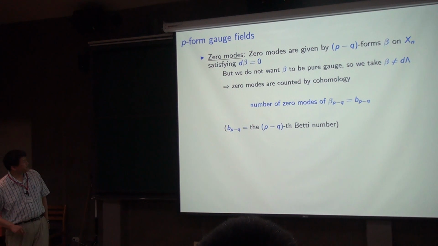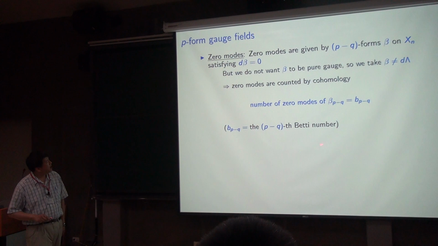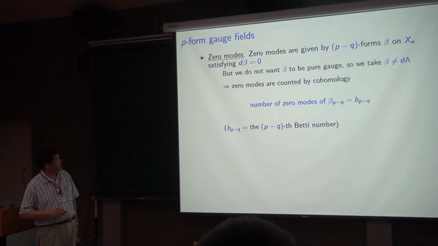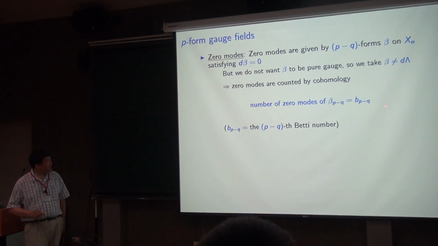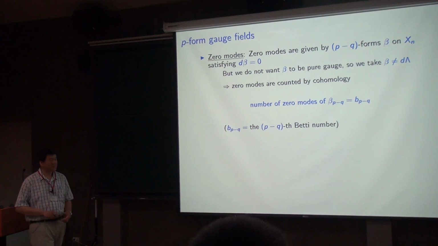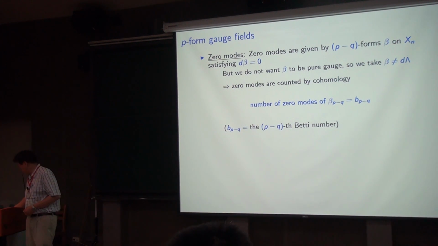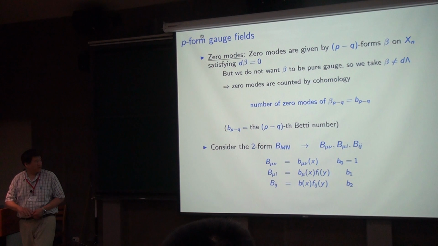Counted by closed forms, dB equals 0. And it's actually counted by cohomology, which is counted by the number of Betti numbers, or the number of cycles that the form can sort of wrap on.